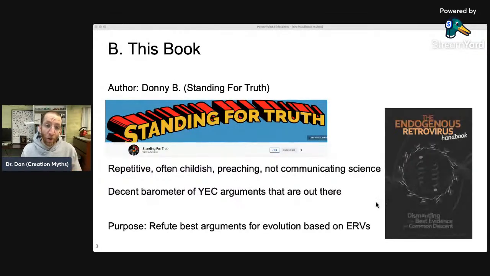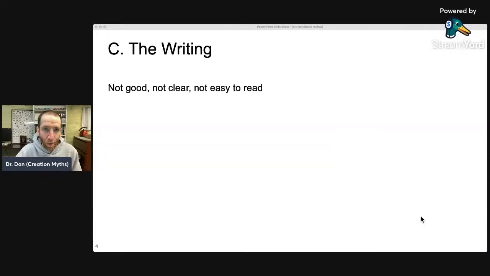Now, the stated purpose of this book is to refute the best arguments for evolution and specifically common ancestry based on ERVs. It's right there on the cover. You could see it, right? Refuting, dismantling the best evidence for common descent, right? It's right there on the cover. So that's what we're going to do. We're going to dismantle the best evidence for common descent.